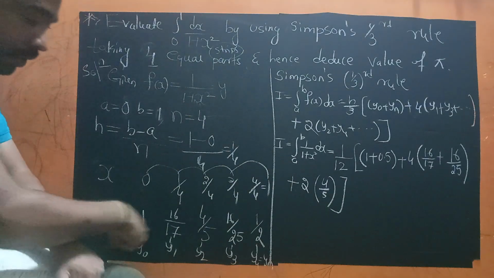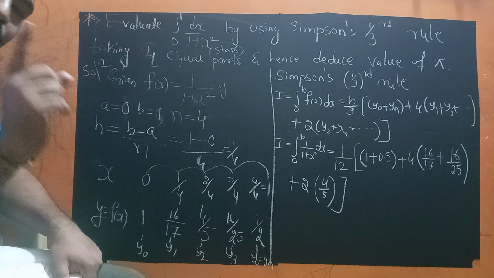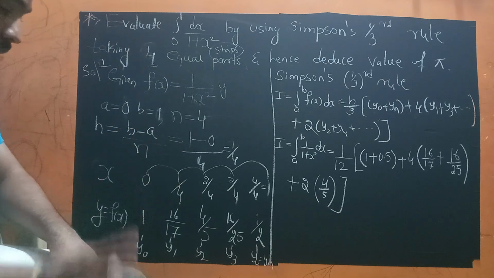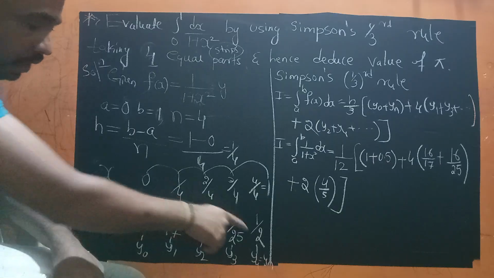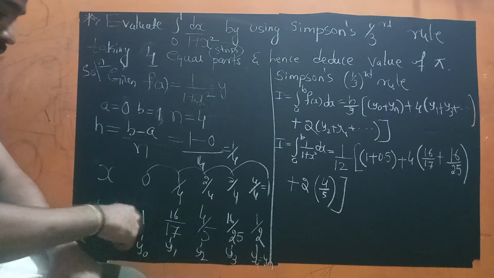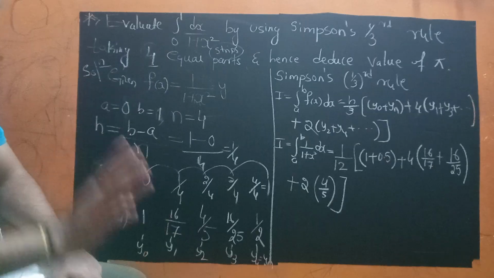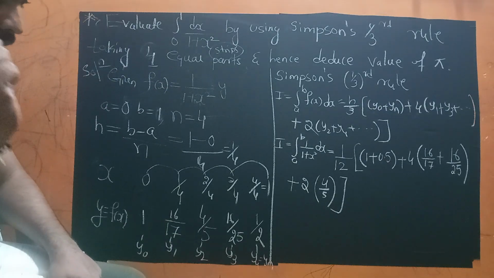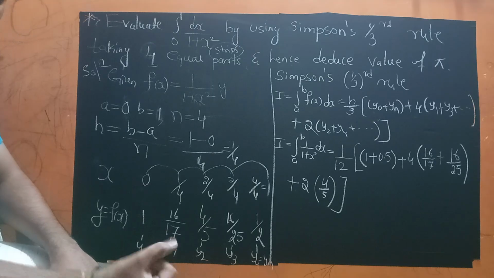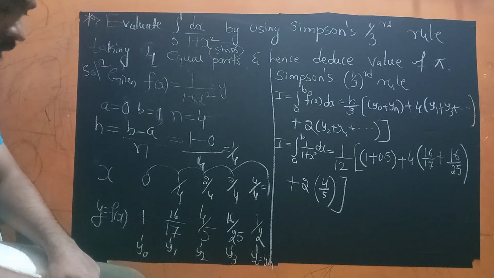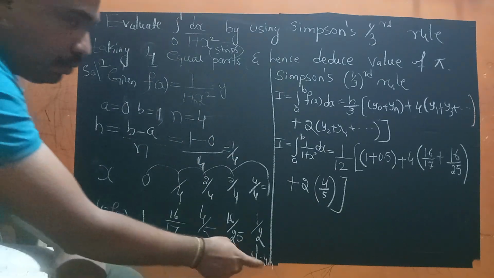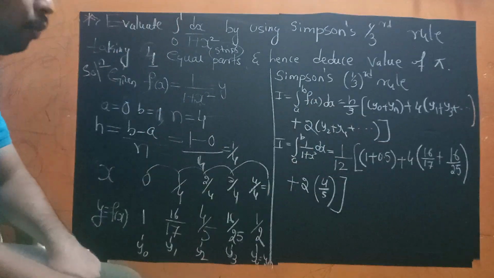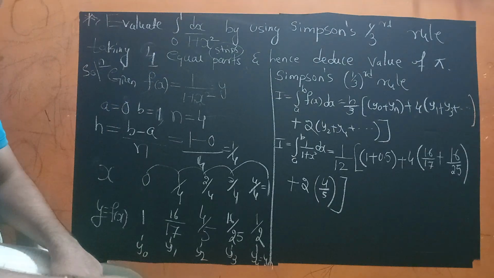Remember, all the y values should be used only once in the formula. No value should be repeated in the formula. Therefore, all the values should be used only once. That minimum sense you have to remember. Because most of you will make the common mistake that yn and y4 will be used twice. Since you used y4 already here, don't use y4 one more time in the formula.